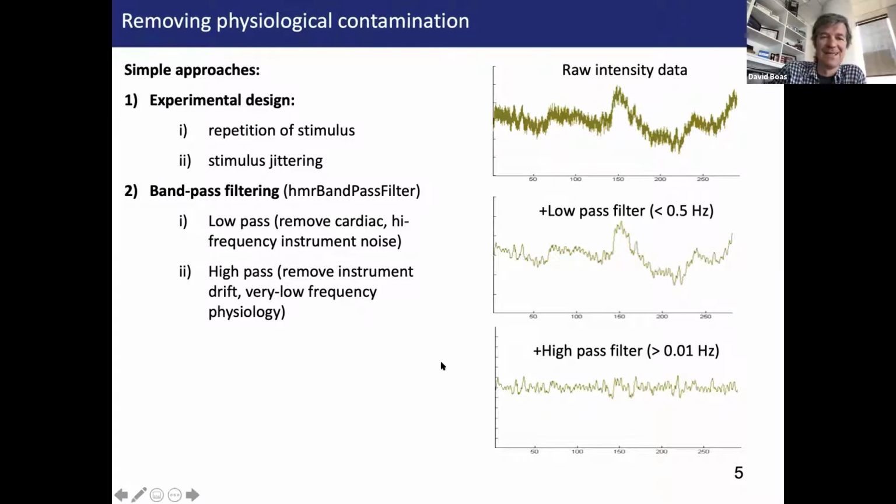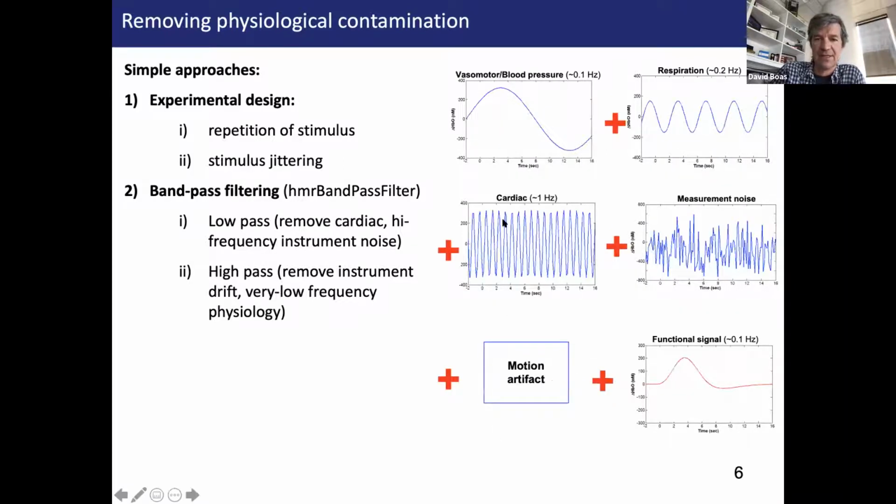I just always add, I personally don't like using a high-pass filter. I instead like to put a drift correction into the general linear model, which essentially does the same thing as a high-pass filter. And we'll discuss how to do that in this general linear model.